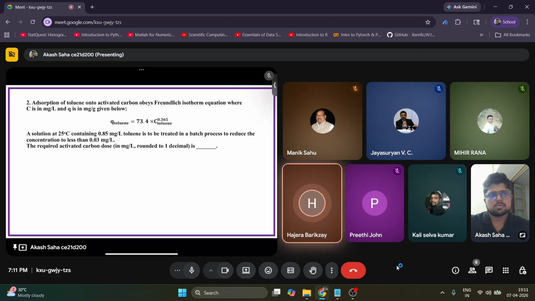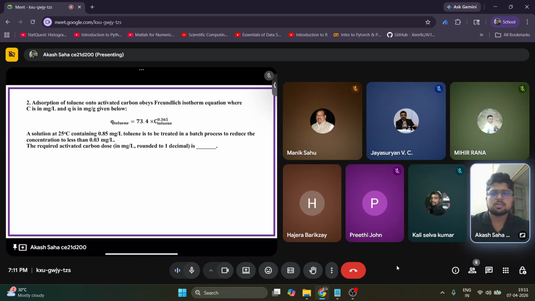Q is the amount that has been adsorbed, yes, amount adsorbed, per unit of the adsorbent. So we have to keep that in mind. It is milligram per gram. It might look like a unitless value, but it is milligram per gram, where milligram signifies the contaminant removal, and gram is that of the adsorbent.